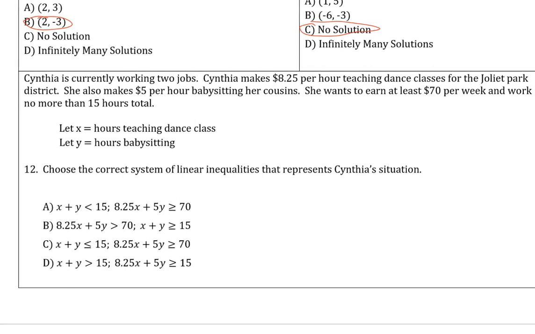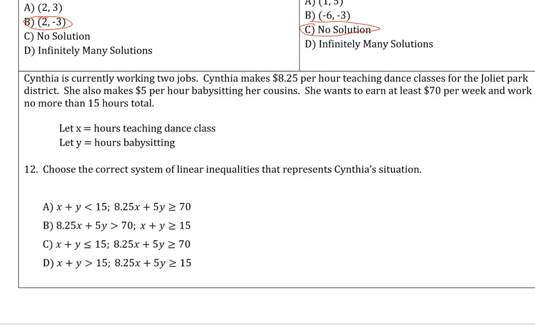Okay, we have Cynthia, who is currently working 2 jobs. She makes $8.25 per hour teaching dance classes and $5 per hour babysitting. She wants to earn at least 70 and can't work any more than 15 hours. So it gives us our variables.